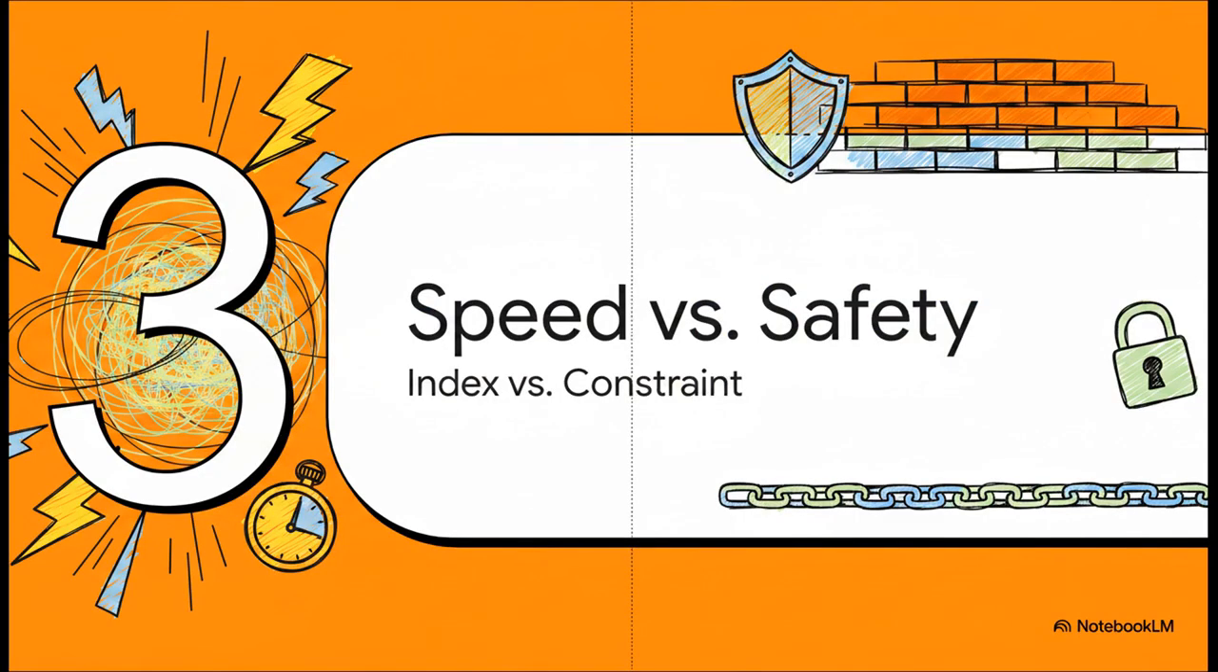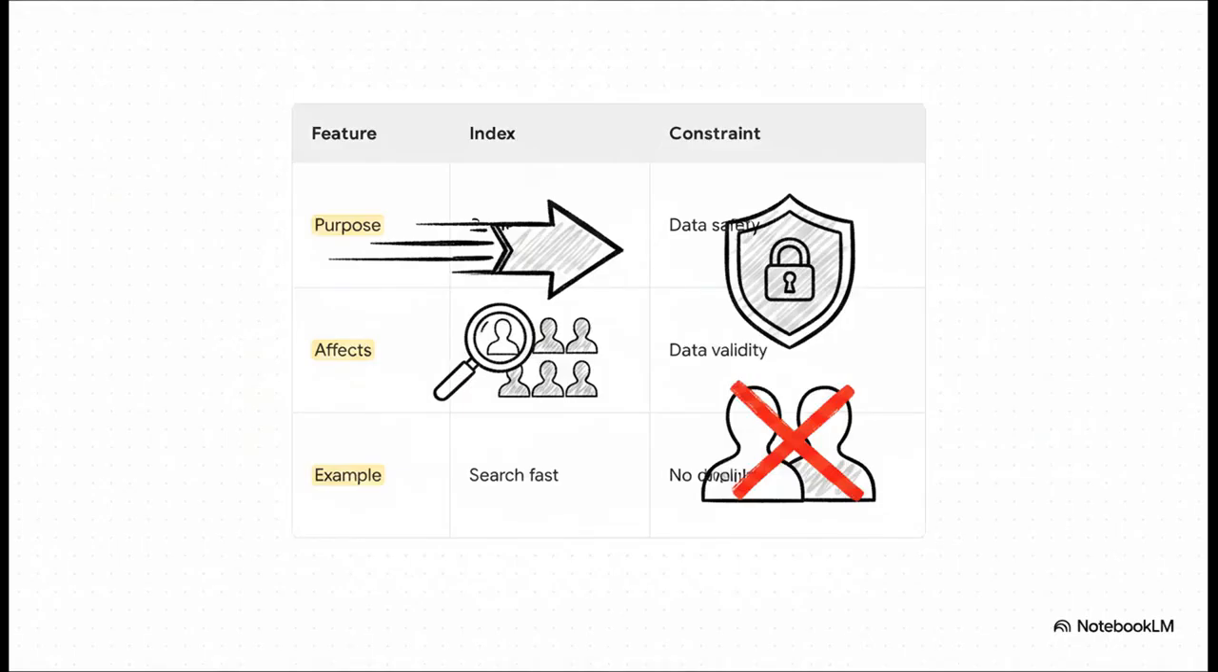Okay, so we've got indexes for speed and constraints for safety. Let's put them right next to each other and make the difference totally crystal clear. And this table just nails the core difference. Look at the purpose. For an index, it's all about speed. For a constraint, it's all about data safety. One affects performance, the other affects data validity. An index helps you find a user faster. A constraint prevents you from creating two users with the same email in the first place. They have completely different jobs.